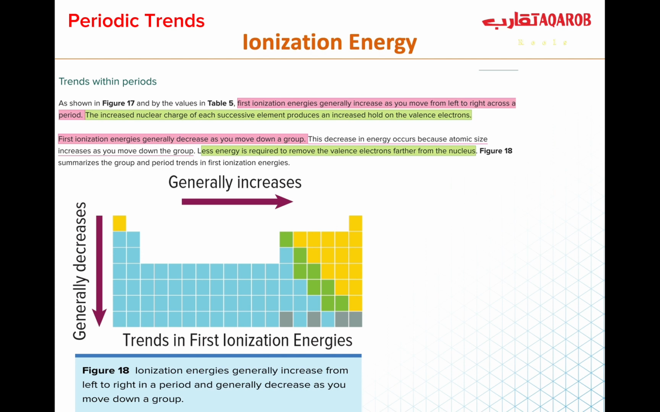The increased nuclear charge of each successive element produces an increased hold on the valence electrons. First ionization energy generally decreases as you move down the group. The decrease in energy occurs because atomic size increases as you move down the group. Less energy is required to remove the valence electron farther from the nucleus, and this is the periodic table. Again, the ionization energy decreases as you move down the same group, and increases as you go from left to right in the same period.